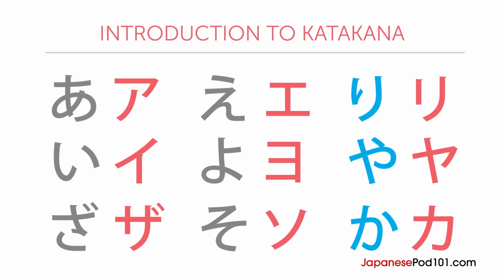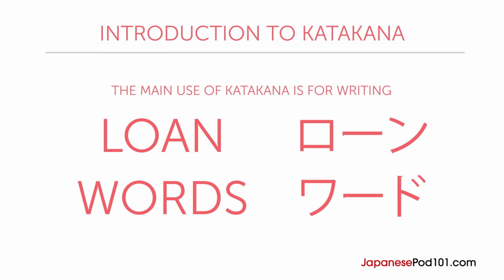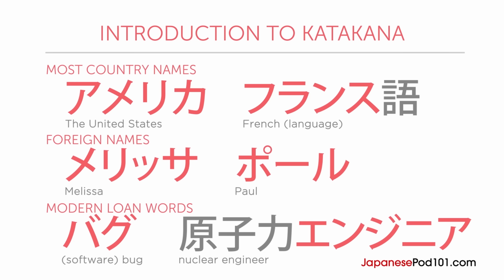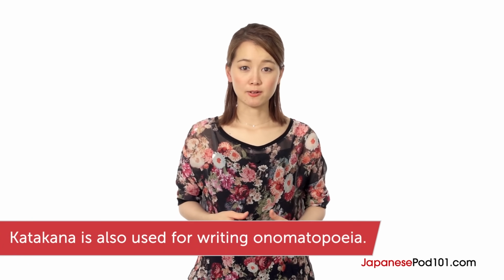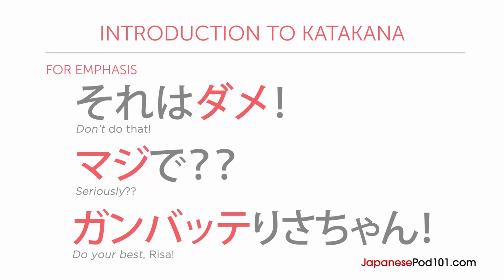The main use of katakana is to differentiate and spell out foreign words using the Japanese syllabary. This makes it easier for Japanese people to know how they are approximately pronounced. Most country names, foreign names, and all loan words from the modern era are written in katakana. Katakana is also used to write down onomatopoeia sounds like how you would see sound effects written in Japanese manga. It is also used to write some technical or scientific words. Finally, katakana is also used for emphasis, just like how English uses italics.